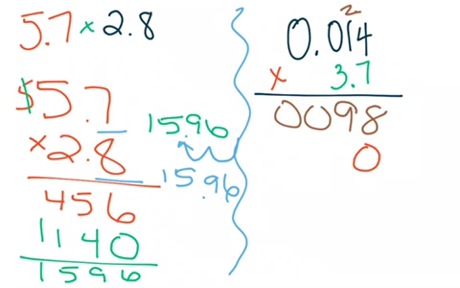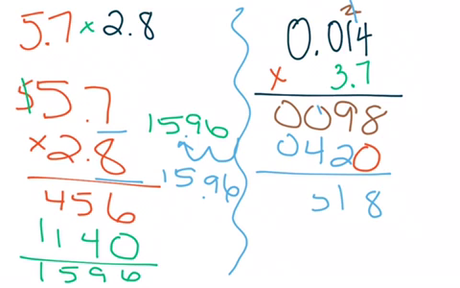Then I have 3 times 4 is 12. Drop my 2, carry my 1. 3 times 1 is 3, plus 1 is 4. Boom, 3 times 0 is 0. We're going to add them up. So we have 8, 11, 5, 0.